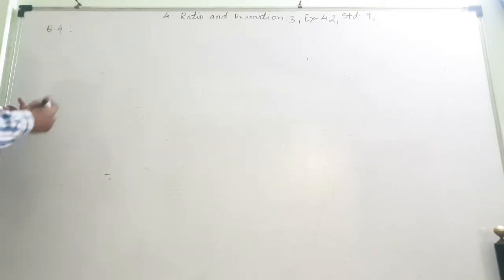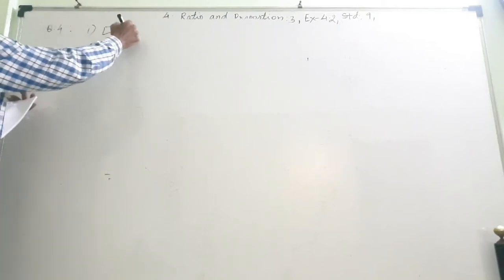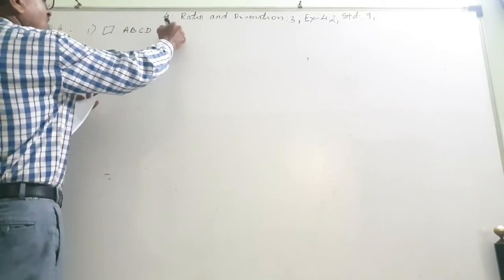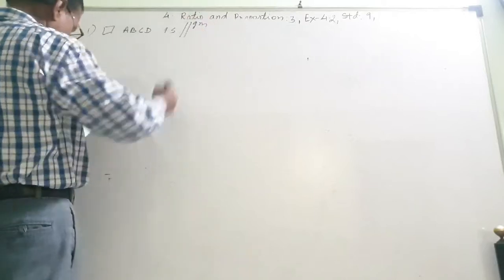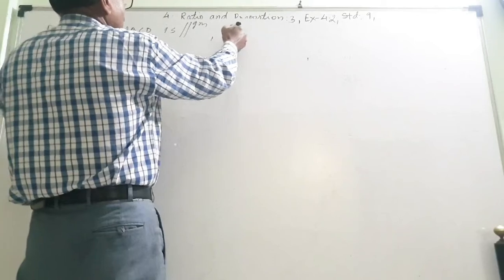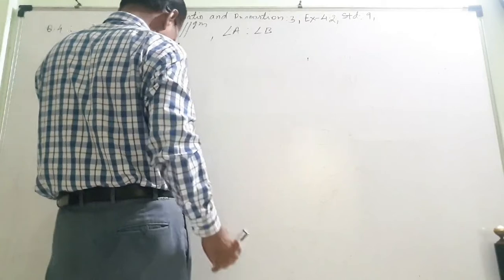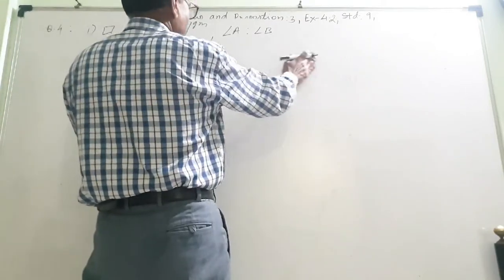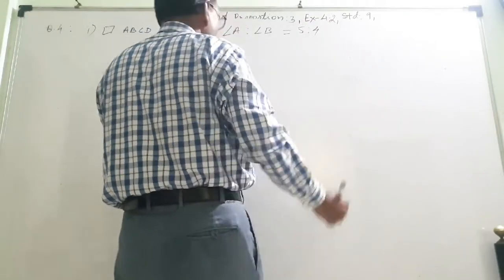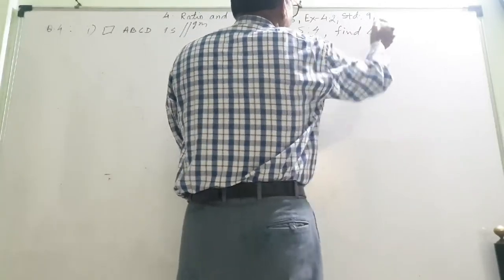Quadrilateral ABCD is a parallelogram. Number 1. Quadrilateral ABCD is a parallelogram. The ratio of angle A to angle B is equal to 5:4. Find angle B.